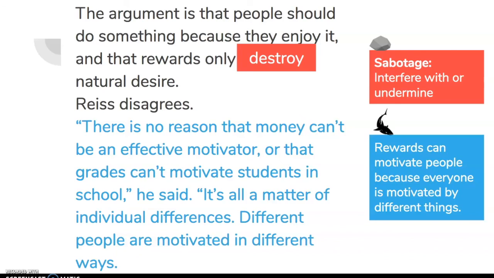The argument is that people should do something because they enjoy it, and that rewards only destroy natural desire. Rice disagrees. There is no reason that money can't be an effective motivator, or that grades can't motivate students in school, he said. It's all a matter of individual preferences. Different people are motivated in different ways.